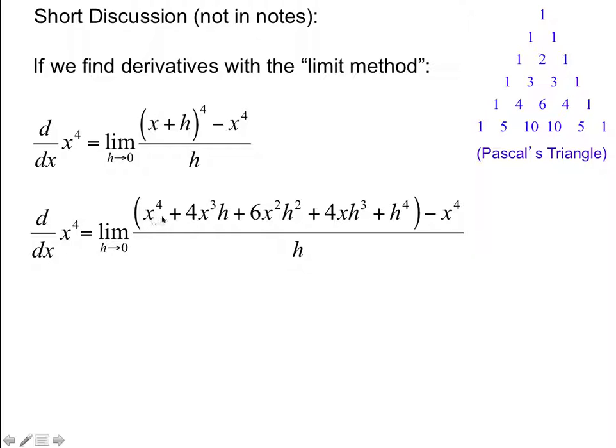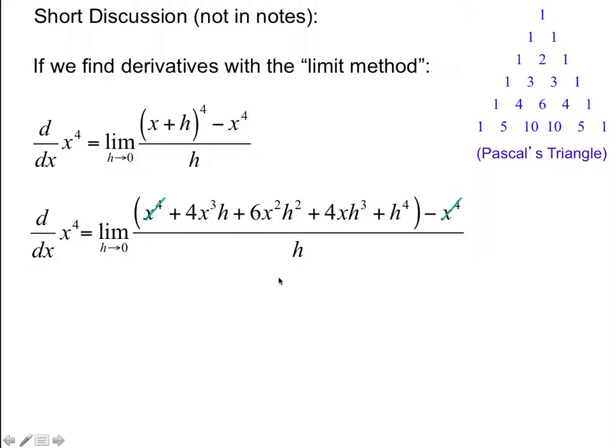1x to the 4th power, 4x cubed h, 6x squared h squared, 4xh cubed, and 1h to the 4th. We wouldn't expect you to do this on a test, but this is just to show you the pattern. Setting up the limit method, then we subtract x to the 4th, divide by h.